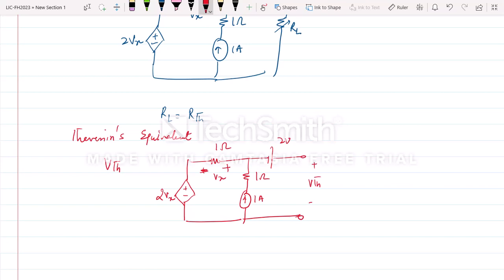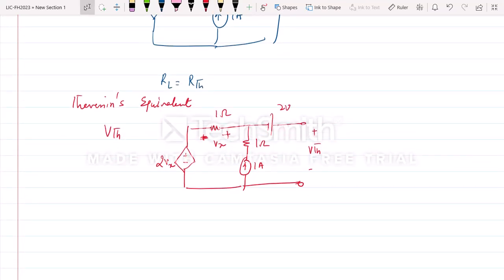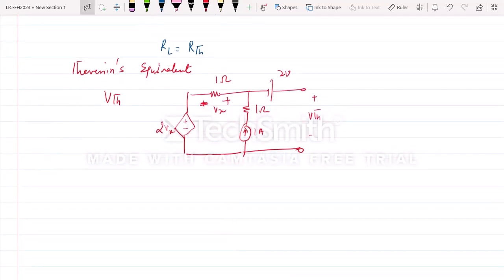For that, first we have to apply the KVL here. We have to apply KVL in the outer loop for this, because we have two variables here, VTH and Vx. Now the current here is 0. Right? Current here is 0. So we'll write down the KVL in the outer loop.